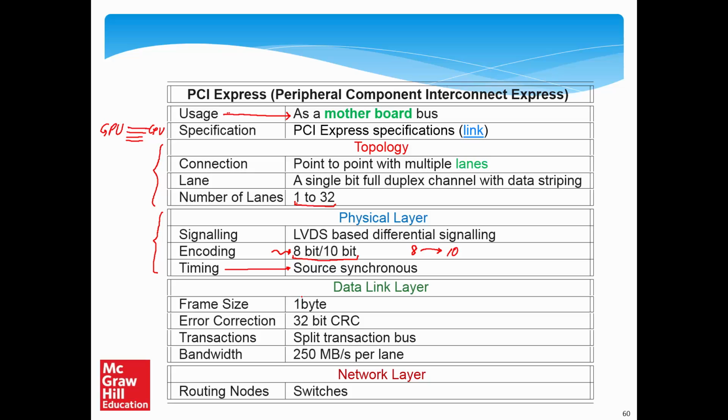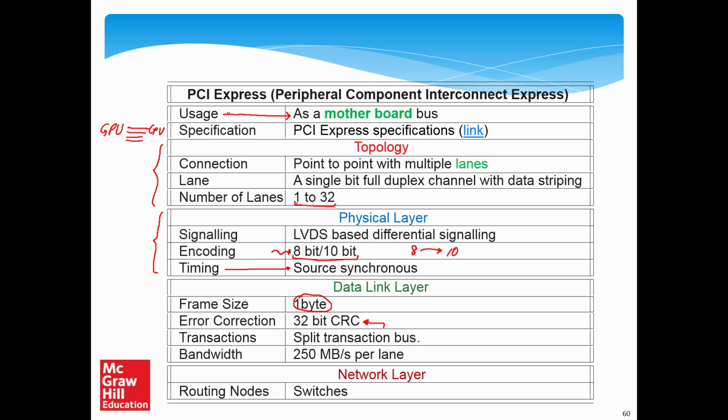So the frame size is 1 byte, right? That's how much we send, but of course we use the 8-bit, 10-bit encoding. The error correction that we have is 32-bit CRC. Recall that CRC codes are very useful, especially when we have a burst of errors.